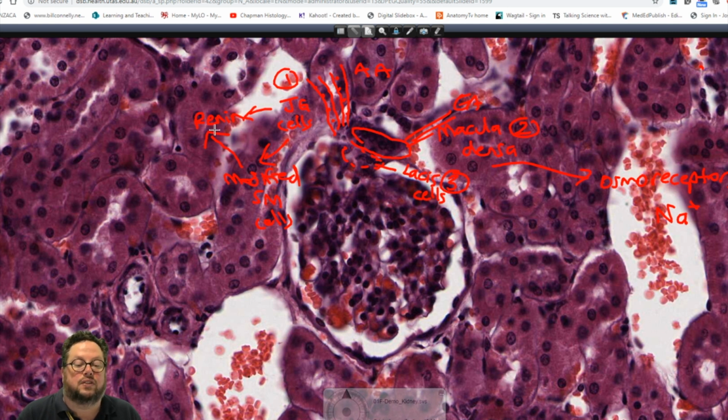Renin is a hormone which is released into the blood. It converts something already within the blood called angiotensinogen, which is released by the liver. So renin converts angiotensinogen into angiotensin 1.